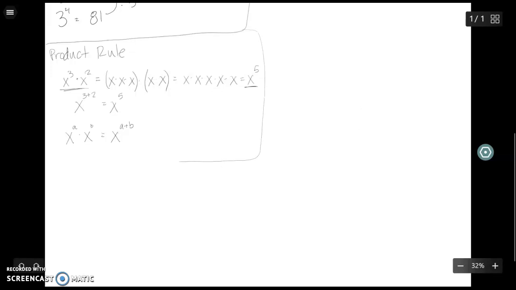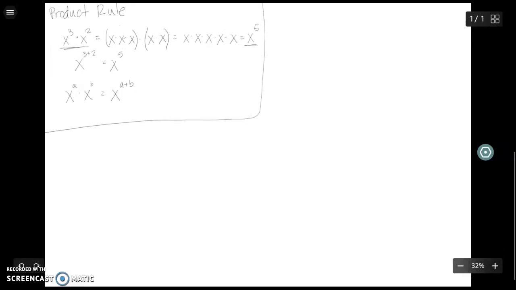Makes life a lot easier. Okay, now let's look at the quotient rule. So the quotient rule is similar to the product rule. The quotient, if you remember, is the answer to a division problem. So we're going to be dividing here.